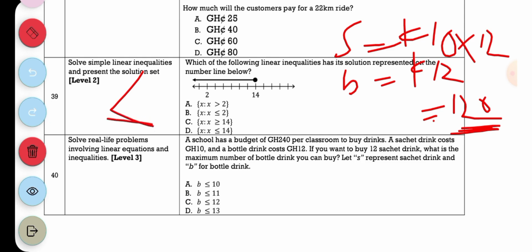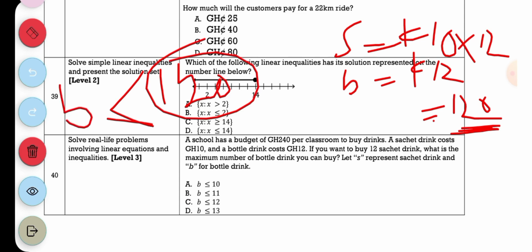If you want to buy 12 sachet drinks, what is the maximum number of bottle drinks you can buy? A bottle drink costs 12 cedis. If a bottle drink costs 12 cedis and you have 120 cedis and you don't want to exceed your budget, you're going to end up buying 10. So based on the question, your bottle drink will be less than or equal to 10. So B is less than or equal to 10. So answer is A.